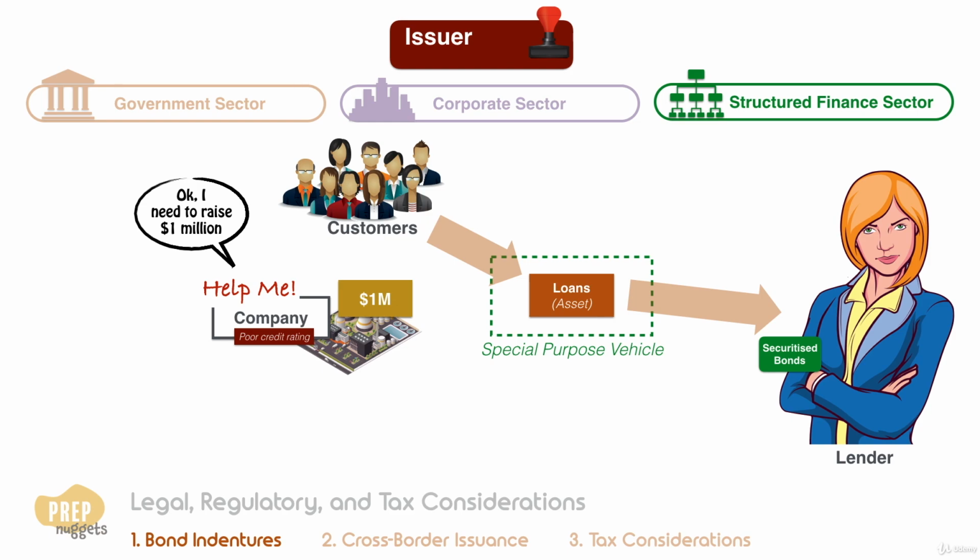Since the SPV and its assets are a separate legal entity from HelpMe, the interest rate of the bond will be based on the creditworthiness of the assets held by the SPV. Such an arrangement can help the company raise the $1 million at a lower interest rate.